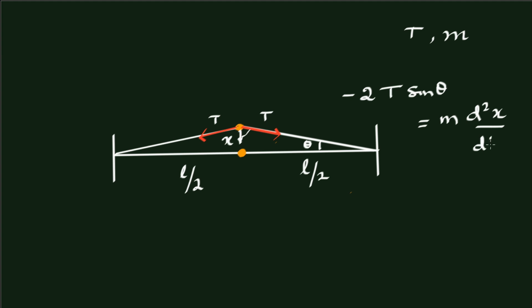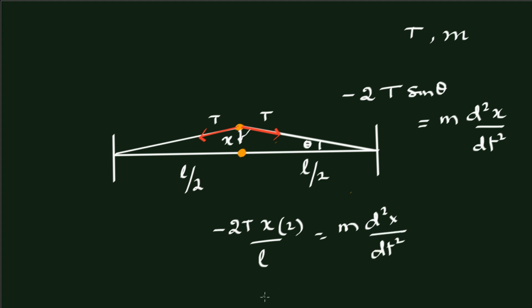d2x by dt squared. Now we are going to make an assumption that theta is very small. If theta is very small, remember theta is in radians, so sine theta is approximately equal to theta, and it's approximately equal to tan theta. So we are going to equate it to tan theta, so minus 2T, sine theta is replaced by tan theta, which is x by L by 2, and that is equal to m d2x by dt squared.